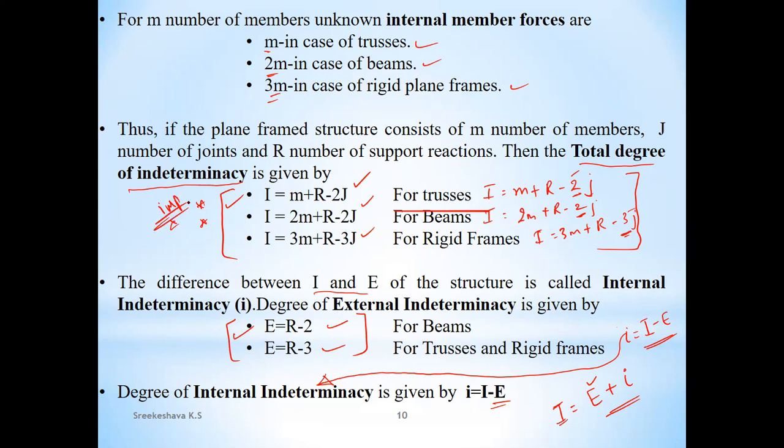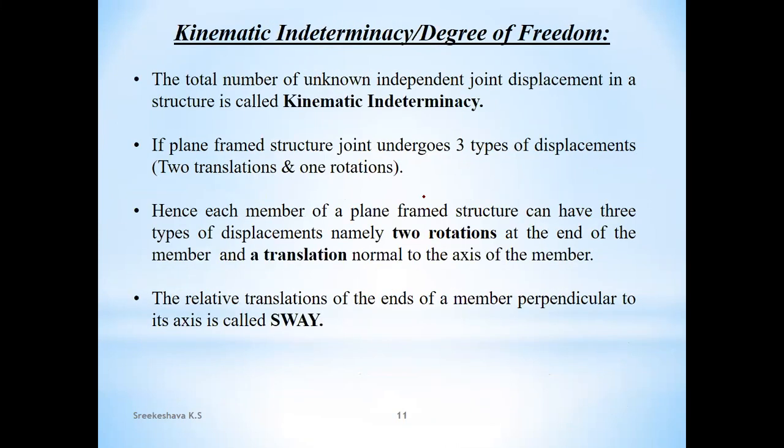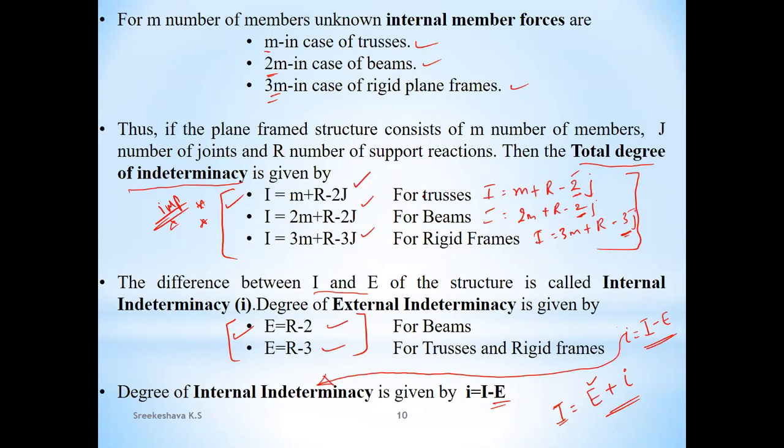I equals M plus R minus 2J for trusses. I equals 2M plus R minus 2J for beams. I equals 3M plus R minus 3J for rigid frames. These three equations are important, no need to worry about other things. Any doubts in these three equations? Clear? Yes, sir. Okay.